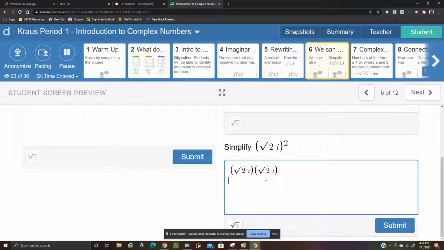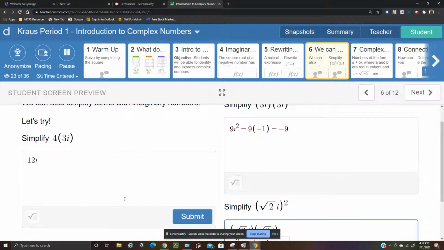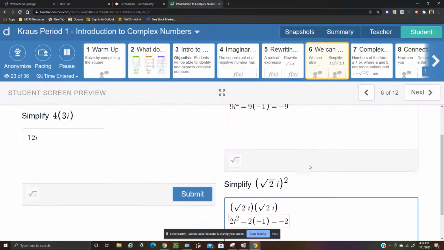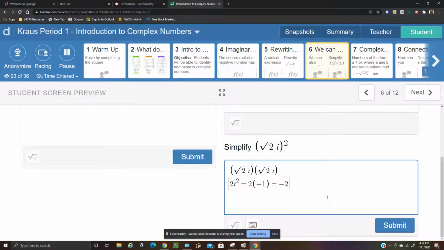So square root of 2 times the square root of 2 is 2. So 2i squared. So 2 times negative 1. So wherever there's i squared, I put a negative 1. 2 times negative 1 is negative 2. So the first one's 12i, second one negative 9, third one negative 2.